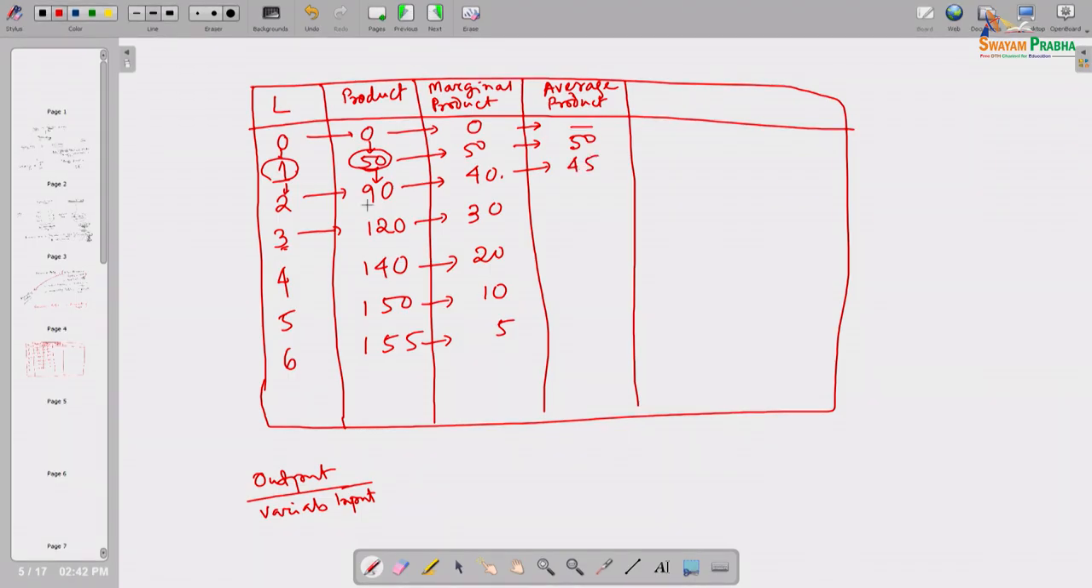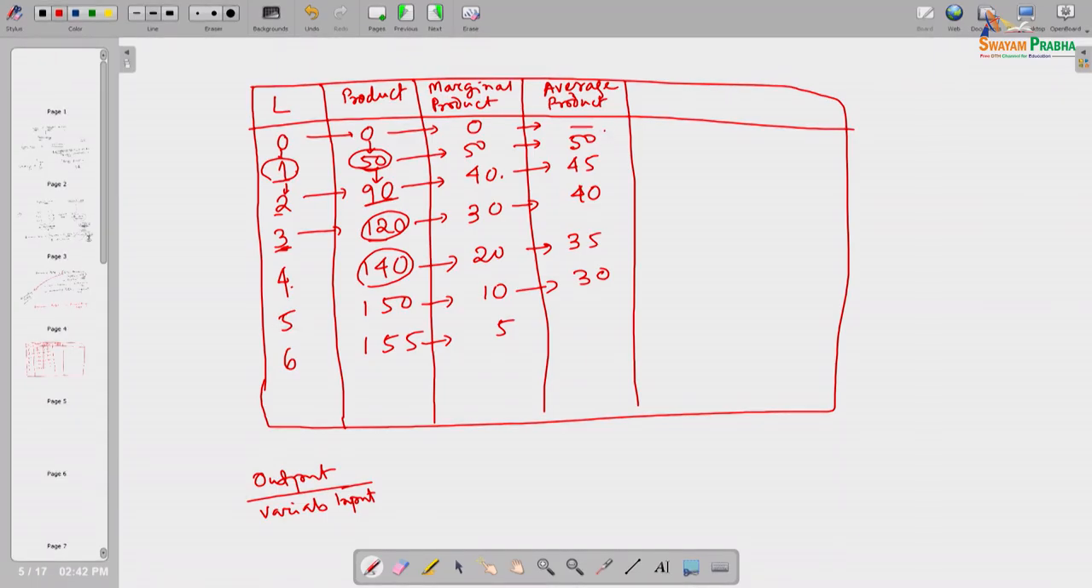Why? Because total is 90, it is 90 by 2, that is why 45. Third one is 40, average product. Why? Because 120 by 3. Similarly, fourth unit's average product is basically 140 by 4, so 35. Similarly, here it is 30 because 150 by 5.